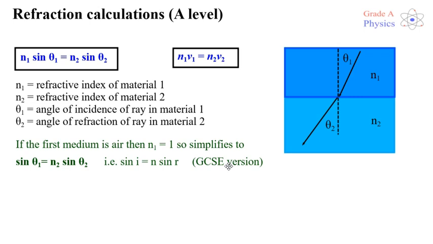So at A level, it could be water and glass, or it could be diamond and perspex, or any other scenario. And we've also got something similar for the ratio of velocities. So again, rather than N1 always being equal to 1, and we find the refractive index of the other material, it's actually N1 multiplied by V1 equals N2 times V2. So a little bit more complex. So let's look at some worked examples.